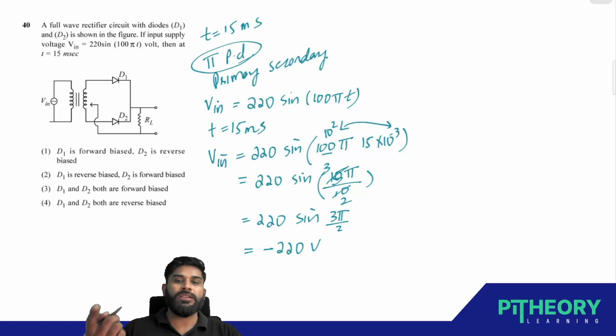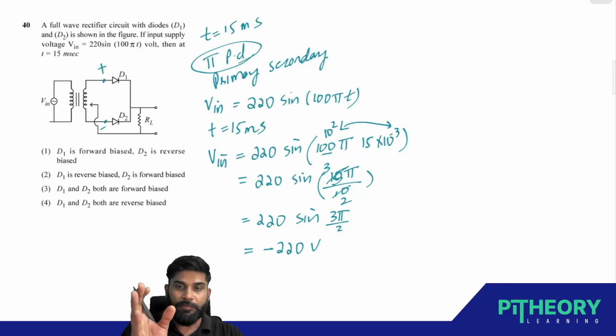So obviously, when it comes to the secondary of the transformer, there will be a 180 degree phase difference. This negative becomes positive. So across diode D1, the positive P side will be connected to the positive potential and the N side to the negative potential, and current will flow from D1. But in the case of D2, the P side is connected to the negative potential and the N side to the positive potential. So obviously D1 is forward biased and D2 is reverse biased.